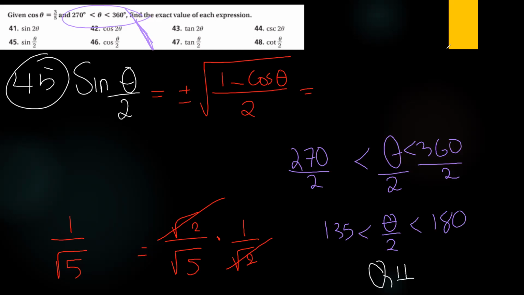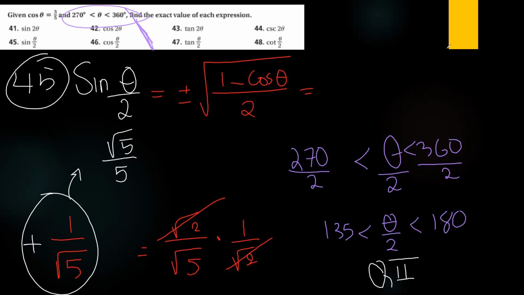So in quadrant 2, is the sign positive or negative? Positive. So the answer here must be positive 1 over square root of 5. Or in order to simplify it, because our square roots must be in radical form, as you know before, it cannot be in the denominator. So it's supposed to be square root of 5 over 5, if you need to simplify it. Is it clear?